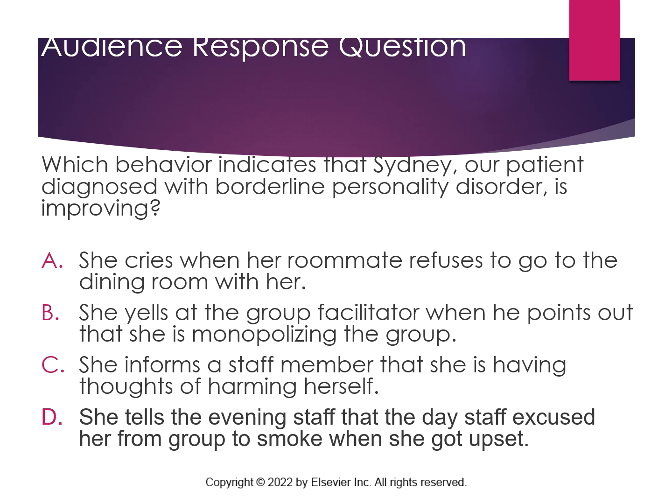It looks as though D is bolded, but I think that's a mistake. The answer would be C. She informs a staff member that she is having thoughts of harming herself. So really, that's not a good thing, but it's a good thing in that she is letting us know that that is going on. She's reaching out. She's reaching out for help.